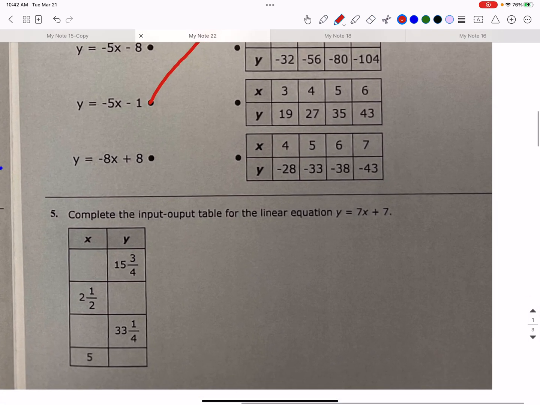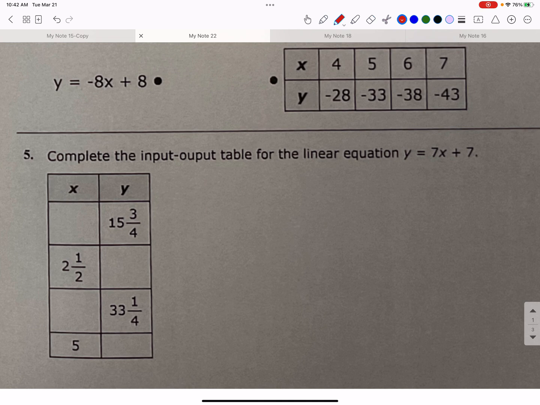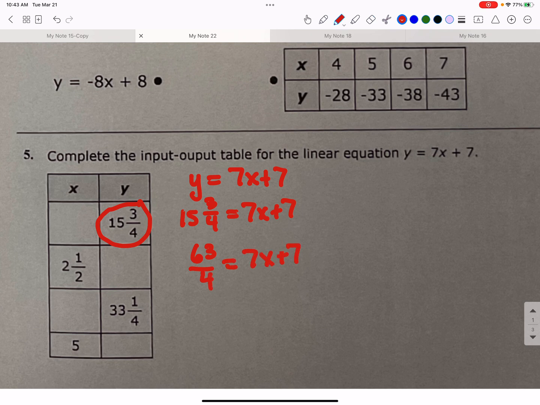All right, number 5 is actually very tough because you guys aren't good at using fractions. So I'm going to use this equation, y equals 7x plus 7, and I'm going to plug in 15 and 3/4 for y. Now, one thing I'm going to do is turn 15 and 3/4 into an improper fraction. So that's 15 times 4 is 60 plus 3 is 63/4 equals 7x plus 7.